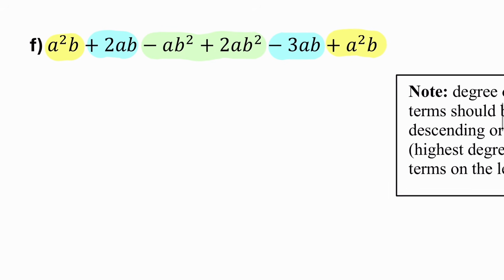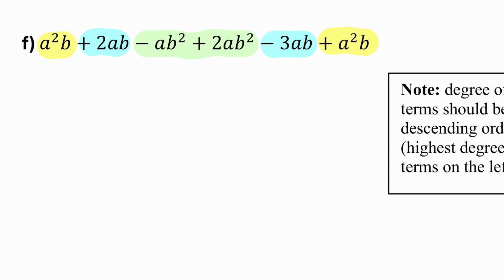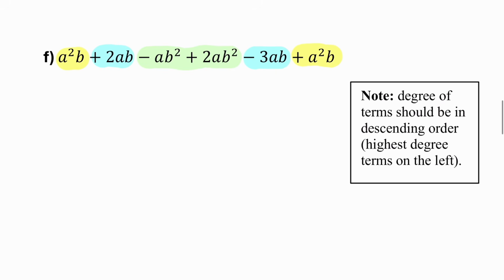And to put them in the proper order, just like I talked about for the last one, let's look at this note on the side. It says the degree of the terms should be in descending order. Highest degree terms go on the left, and then they go in descending order as we move to the right. Well, the highest degree terms, both the yellow terms and the green terms, are degree 3, right? If we add the exponents on the variables, it's both 3.